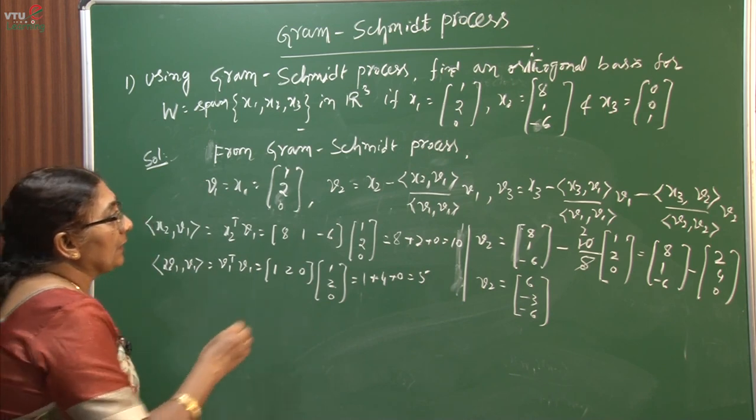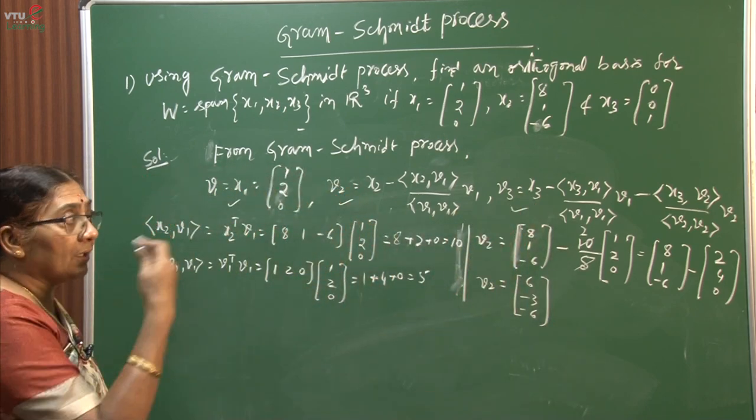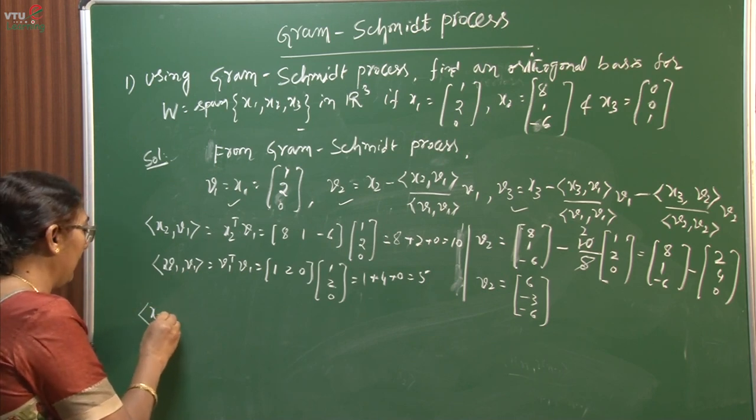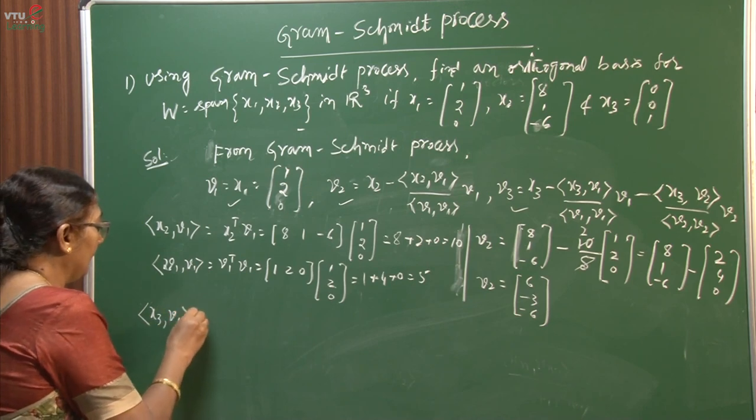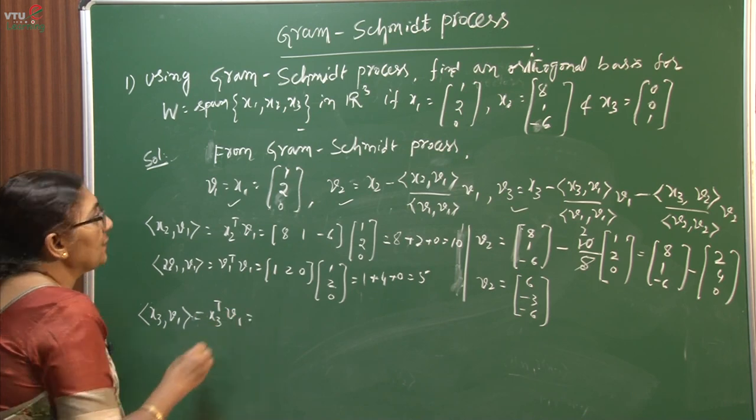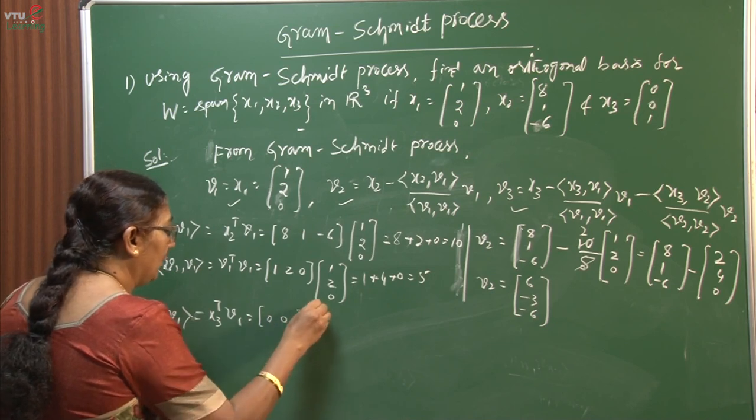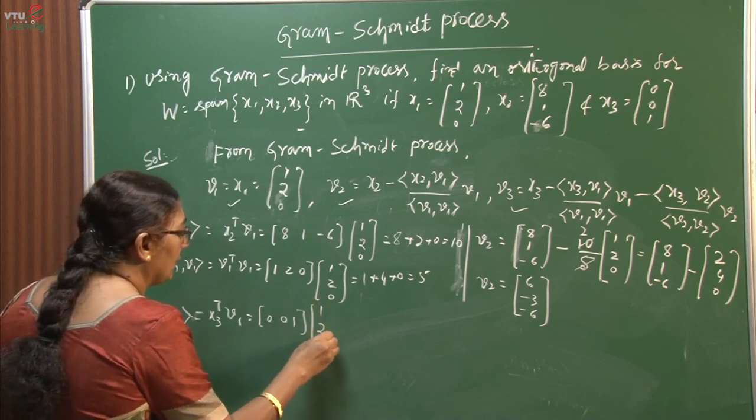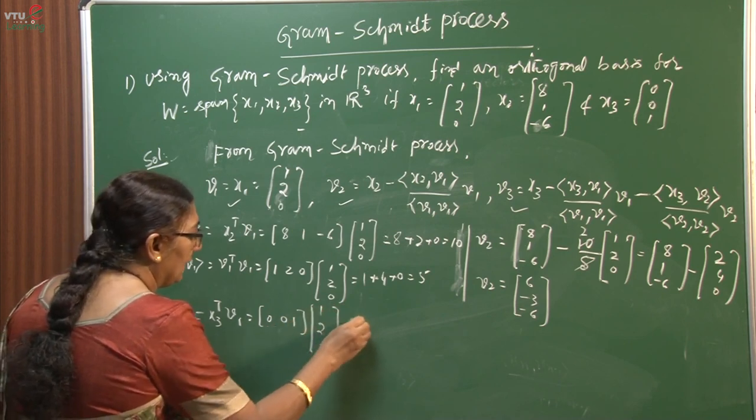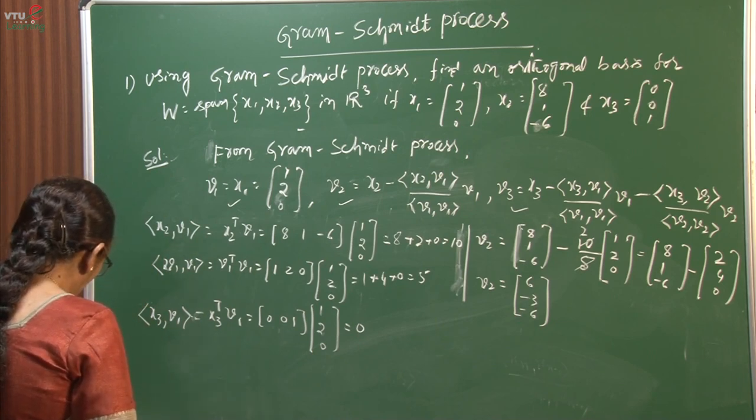Next, V2 is over, V1 we know, now we have to calculate V3. If we want to calculate V3, what inner product values are required? First, we find the inner product of X3 comma V1. The formula is for column vectors, X3 transpose into V1. What is my X3 value? 0, 0, 1, transpose means column becomes row, into V1. What is V1? 1, 2, 0. Multiply that. 0 into 1, 0 into 2, then finally we get the value of X3 transpose V1, actually 0.